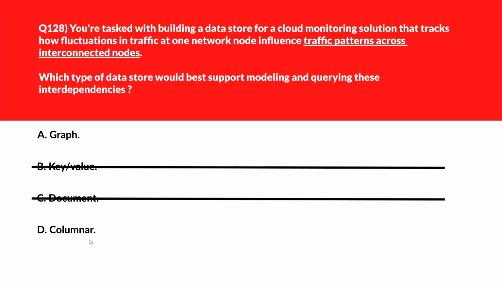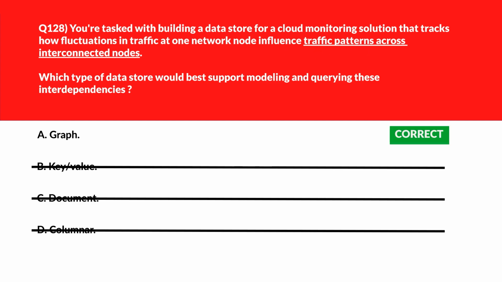This is columnar. Columnar stores excel at high speed data analysis, but again aren't built to trace connections between network nodes. What's required in the question? D is wrong. We'll lock option E, graph, as the right answer.